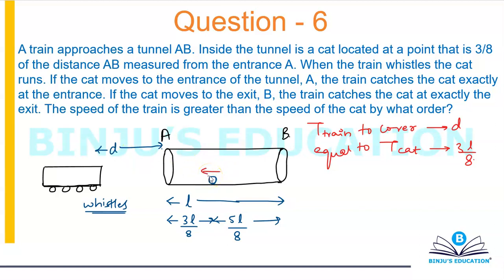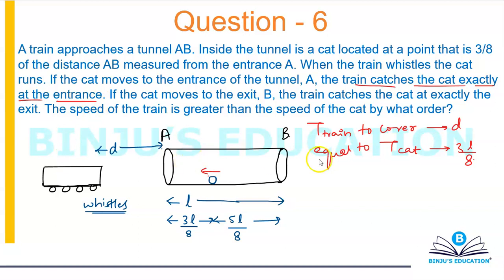That's the first scenario that we're considering. The cat runs towards A. The cat and the train meet exactly at A. The train catches the cat exactly at the entrance. Read this. The train catches the cat exactly at the entrance. Which means the time taken by train to cover the distance D should be equal to time taken by cat to cover a distance of 3L/8. It has to be. Otherwise, how would the train catch the cat at the entrance of the tunnel? It's not possible.